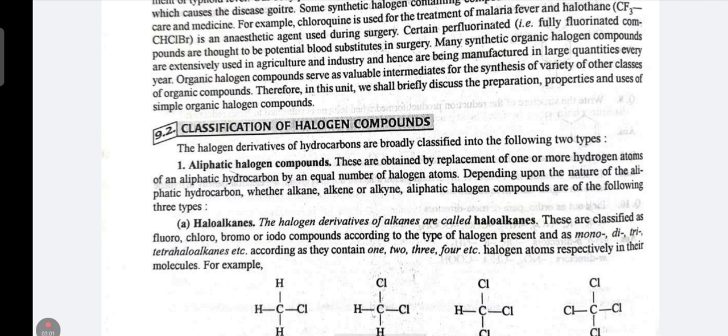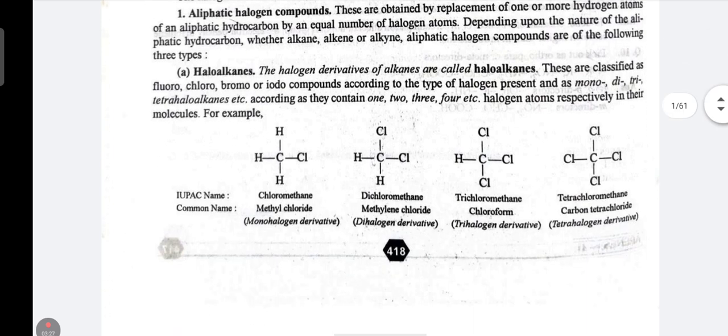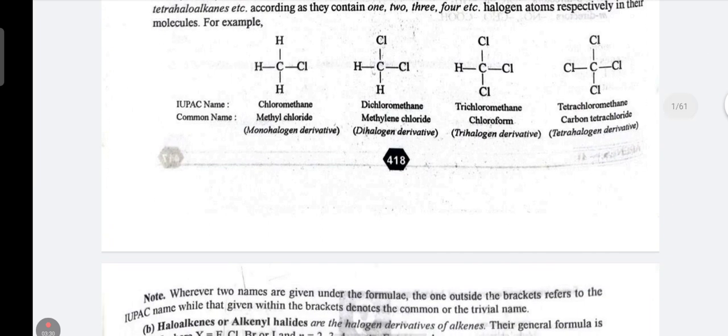Aliphatic halogen compounds are of the following three types. Haloalkane. The halogen derivatives of alkanes are called haloalkanes. These are classified as fluoro, chloro, bromo, iodo compounds according to the type of halogen present, and as mono, di, tri, tetra haloalkanes, according as they have 1, 2, 3, 4 halogens respectively in their molecule. For example, chloromethane, dichloromethane, trichloromethane, tetrachloromethane.